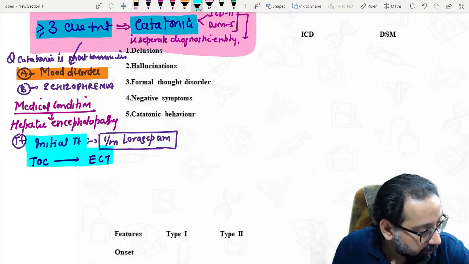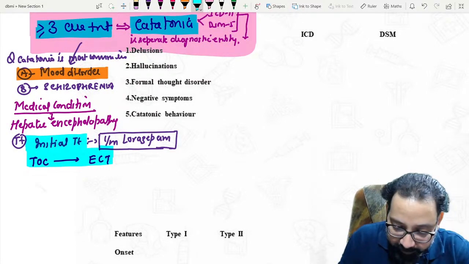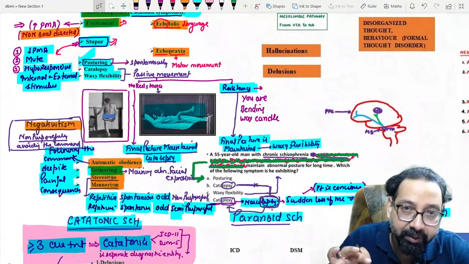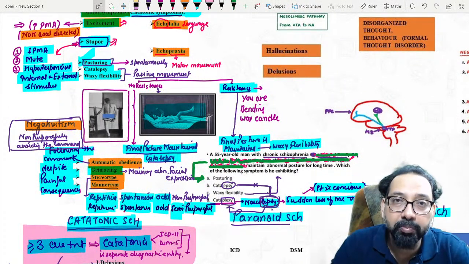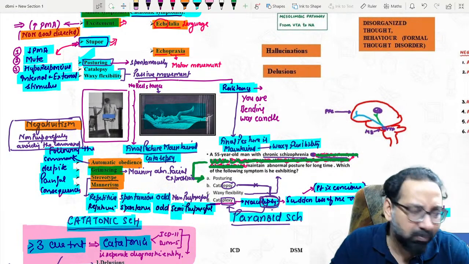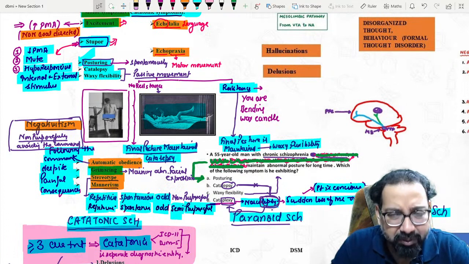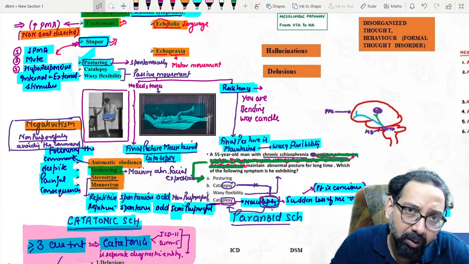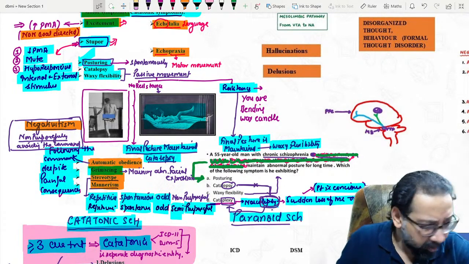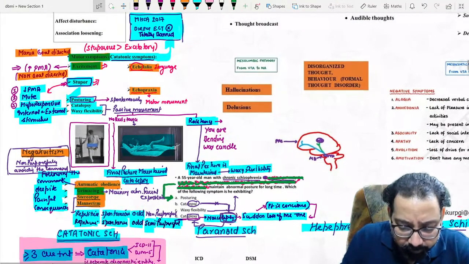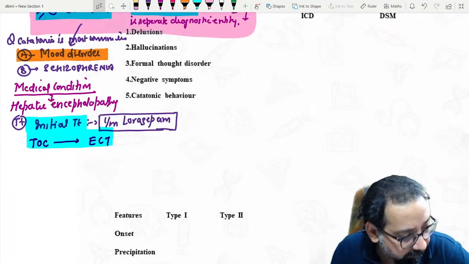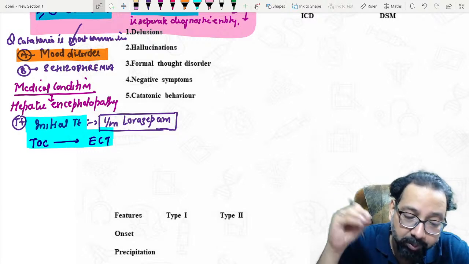Yes, Aman, negativism is also a catatonic symptom. I have restricted my discussion; there are many more symptoms, like Gegenhalten, Mitgehen, Mitmachen. There are so many symptoms of catatonia, but I am taking only those which are frequently asked and clinically found. So negativism is also a symptom of catatonia. Now, initial treatment is lorazepam, treatment of choice is ECT. They are very clever, as I told you just now.